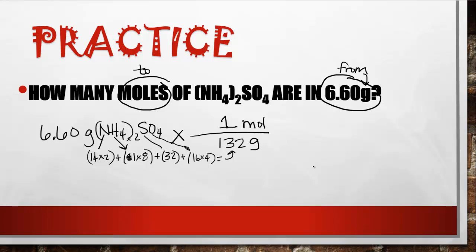Then it's just as easy as doing the math. So I would have 6.60 times 1, divide that by 132, and my answer is 0.05 moles of (NH4)2SO4. So again, not too difficult. All we're doing is setting up conversion factors. We just have to make sure that we get grams and moles in the right positions.